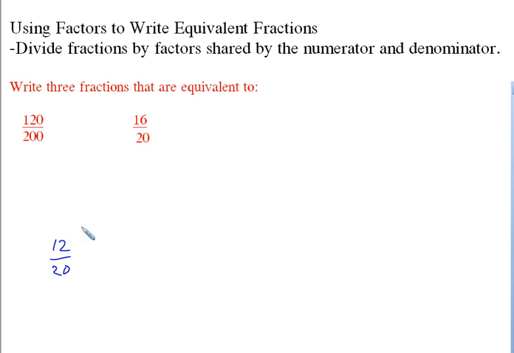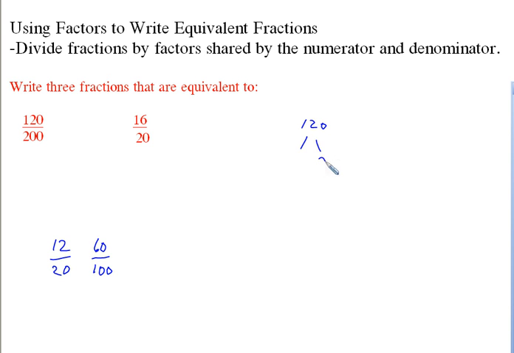If we wanted to do it a little bit differently, if we just wanted to divide the top and bottom by 2, we'd end up with 60 over 100. We want to divide the top and the bottom by the greatest common factor, which is the way you simplify things. Just want to remind you how to do greatest common factor.